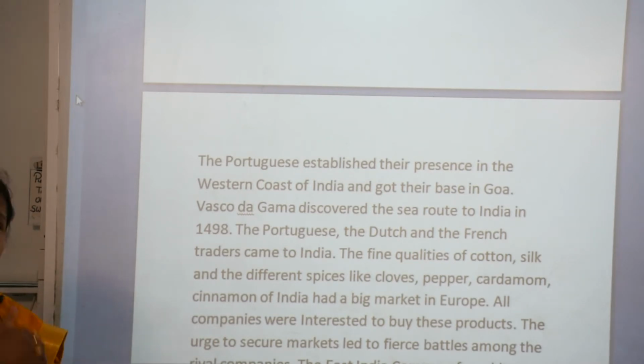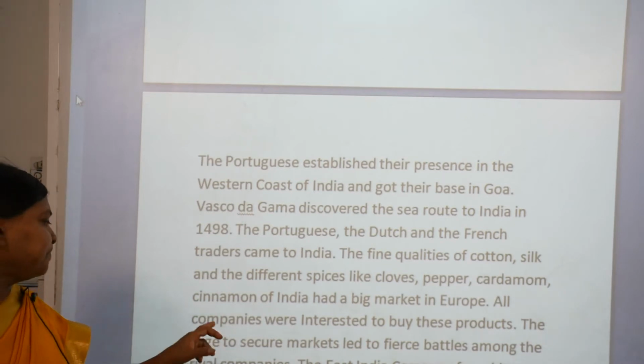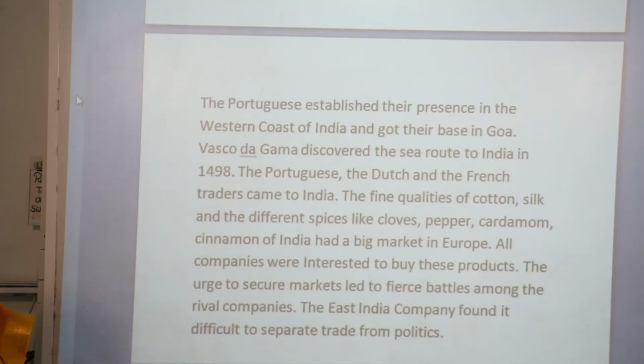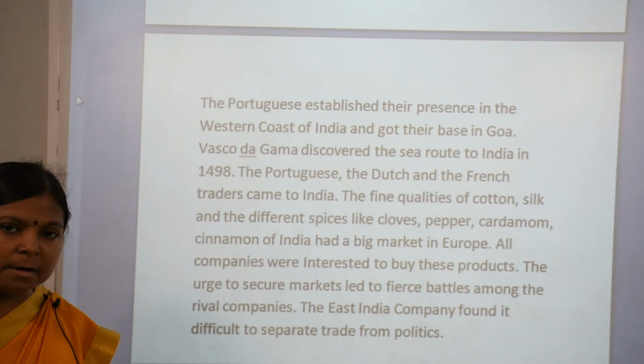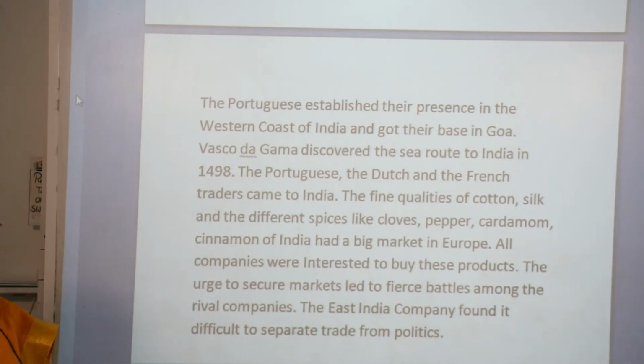Now, why did they enter India? What is the reason behind that? The biggest reason is that the fine quality cotton and silk, and different spices like cloves, pepper, cardamom and cinnamon of India had a big market in Europe. They would get good quality products in India, so all the companies were interested in buying these products and securing the market. Because so many companies entered India, there was a fierce battle among these rival companies, and the East India Company found it difficult to separate trade from politics.